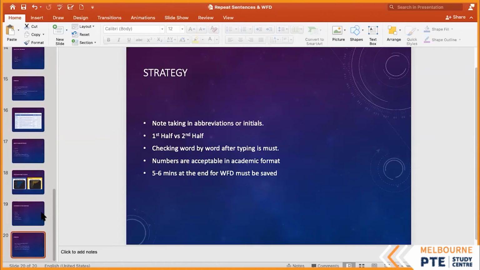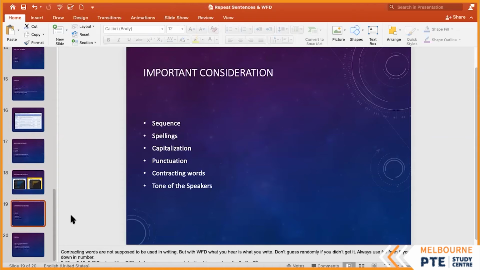All right. Now, suppose the sentence said, the lecture will cost you $3,000. How do we write $3,000? In numbers. So numbers and symbols are accepted as long as you follow the academic method. Now, what do I mean by academic method?